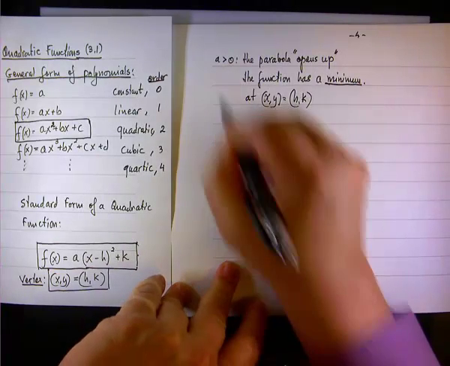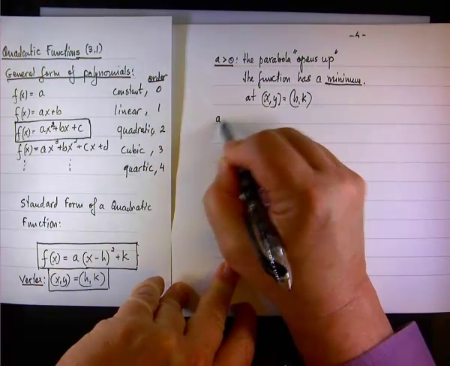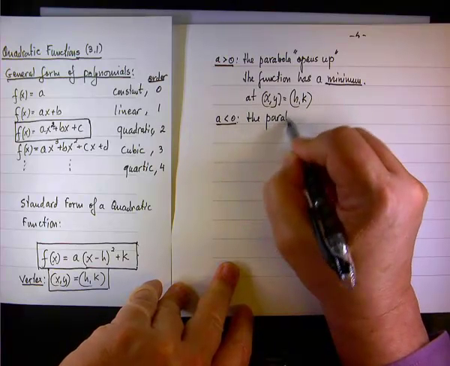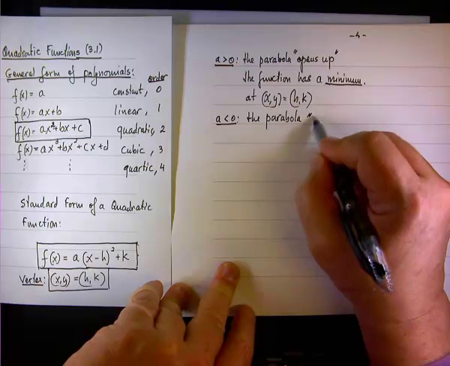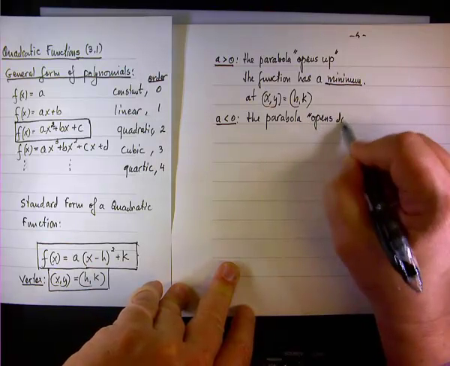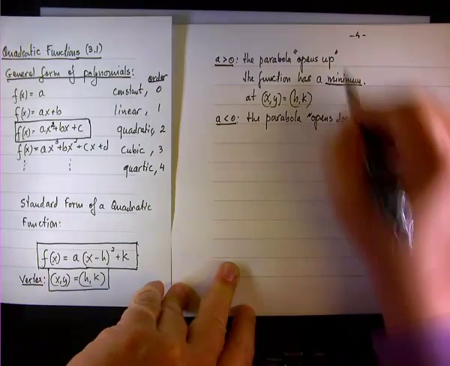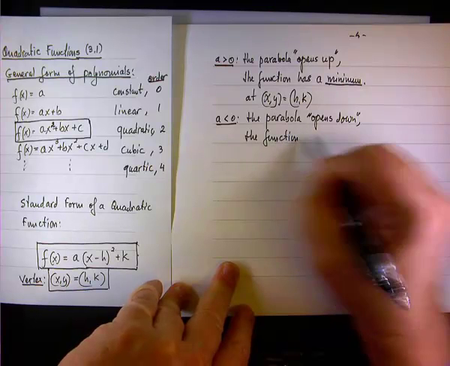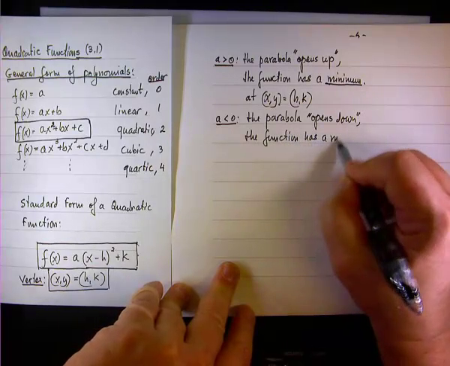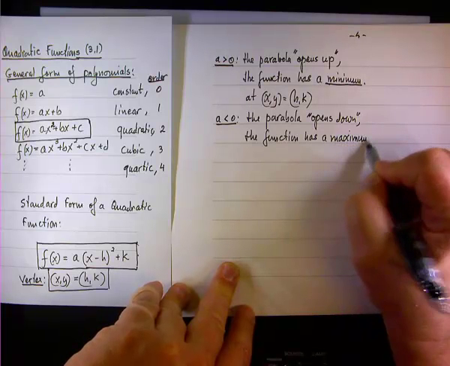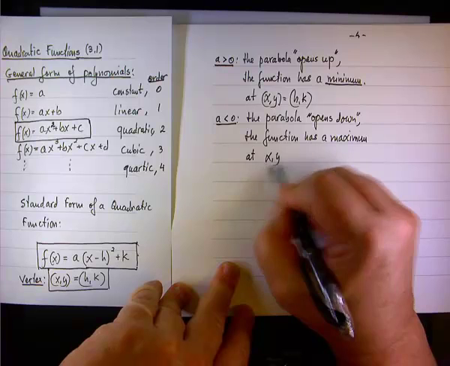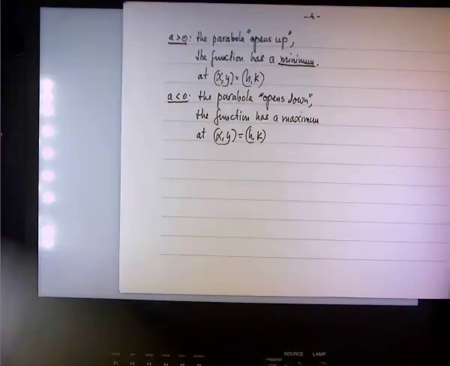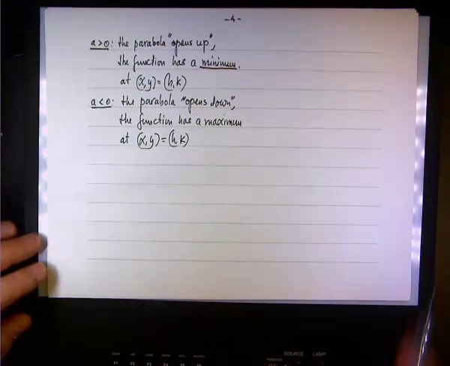Okay? If the coefficient is negative, then the parabola opens down. The function, because it opens down, has a maximum, and the maximum happens at the coordinate of the vertex as well. So at xy equals hk. And this will be our main interest as far as analyzing a quadratic equation.